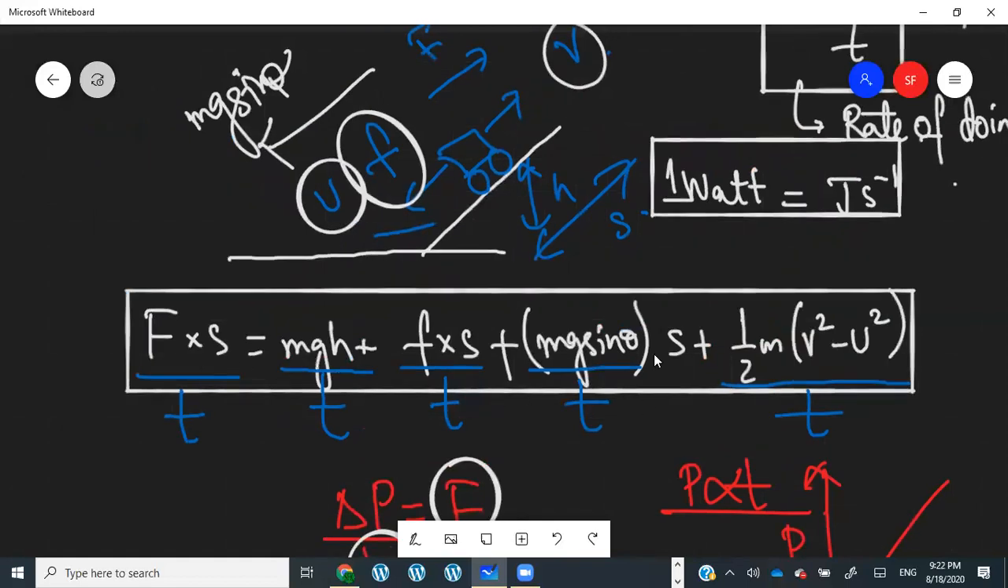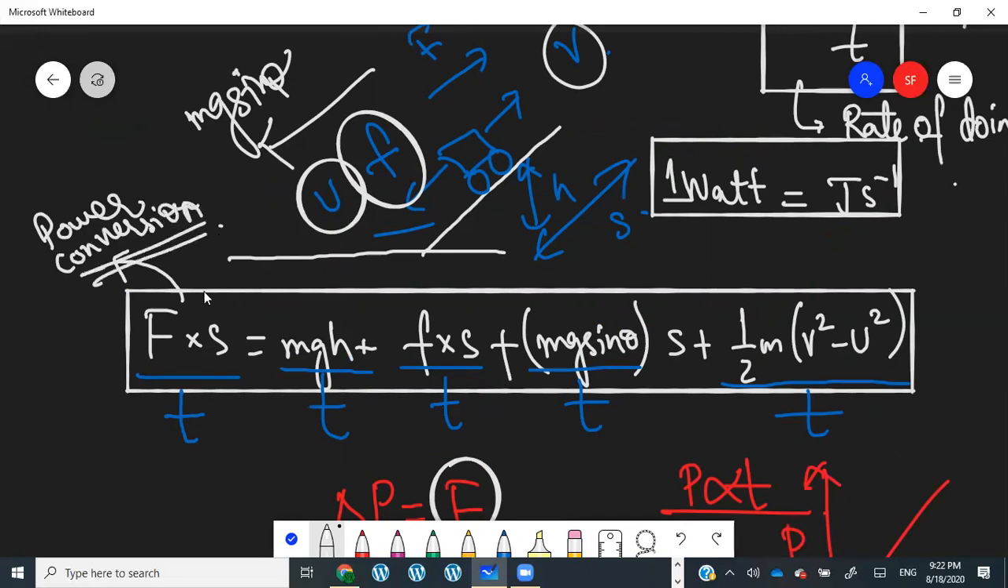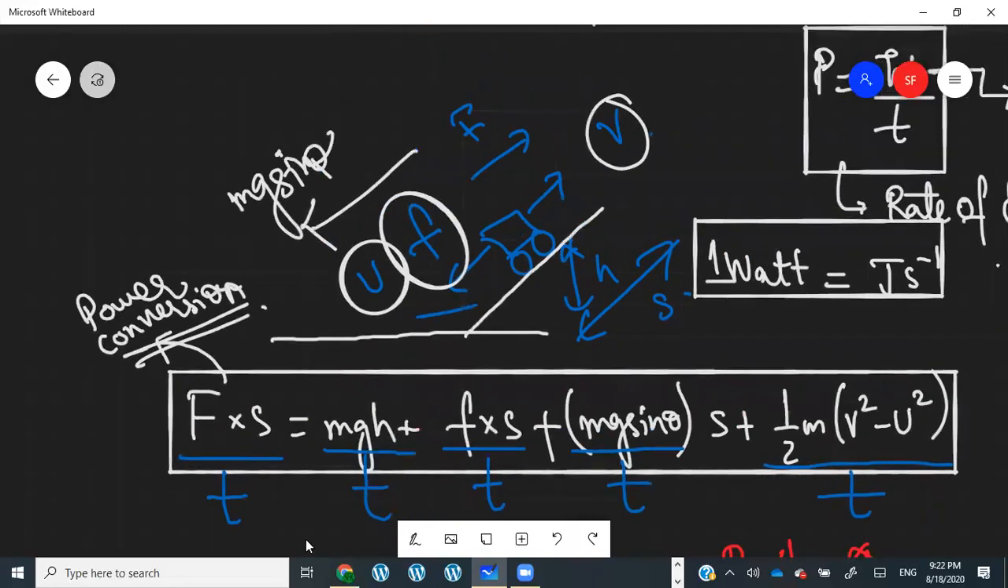So basically, if you divide each of these components of the equation by time, you'll get the power conversion equation, the equation of power conversion. And usually the questions on power are such that they just ask you to calculate the rate at which energy is being transferred by the person.